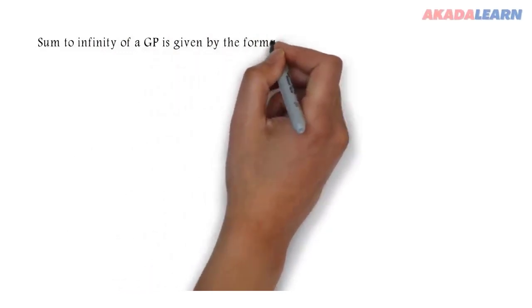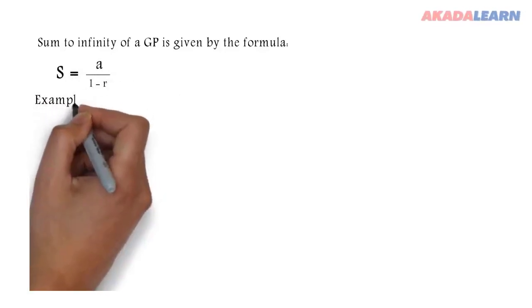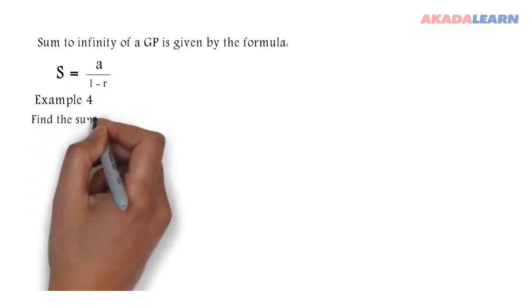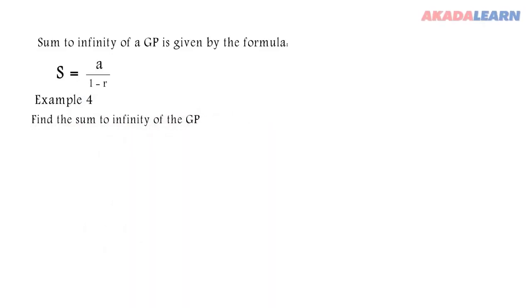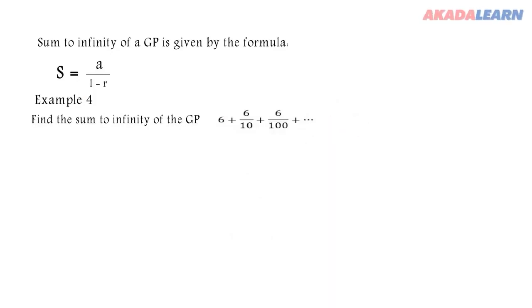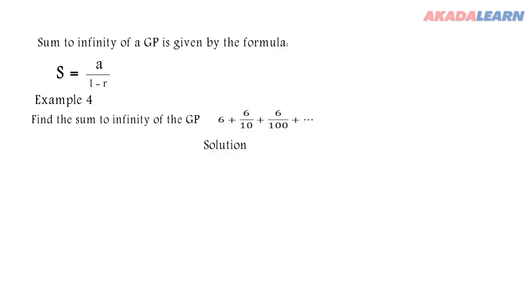Okay, now let's see lastly on this video the sum to infinity of a GP, and it is given by the formula S equals a over 1 minus r. So the sum to infinity of a geometric progression is given by this formula. Let's see an example now that will help us apply this formula. We're asked to find the sum to infinity of the GP 6 plus 6 over 10 plus 6 over 100 plus 6 over 1000, 6 over 10,000, continuing infinitely like that.